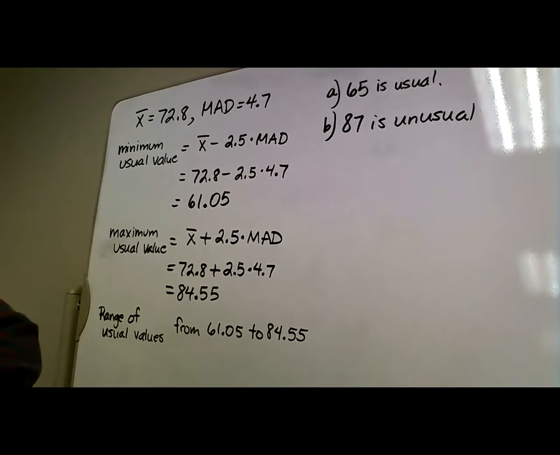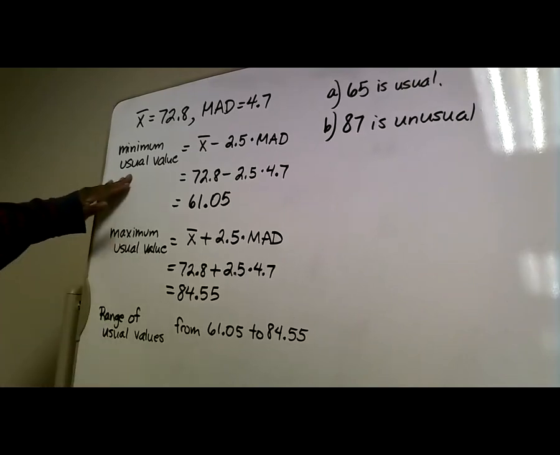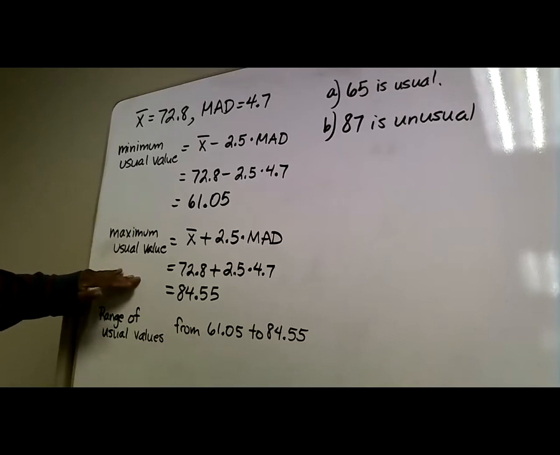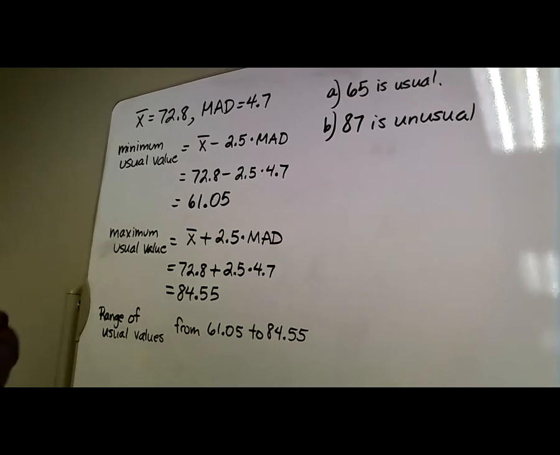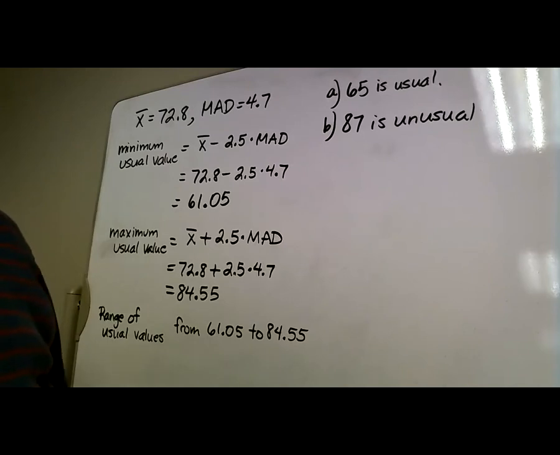Any questions about finding the minimum and the maximum usual values and determining whether a data value is usual or unusual?